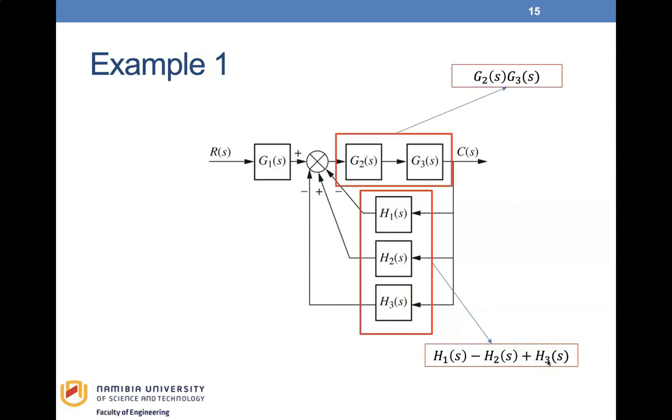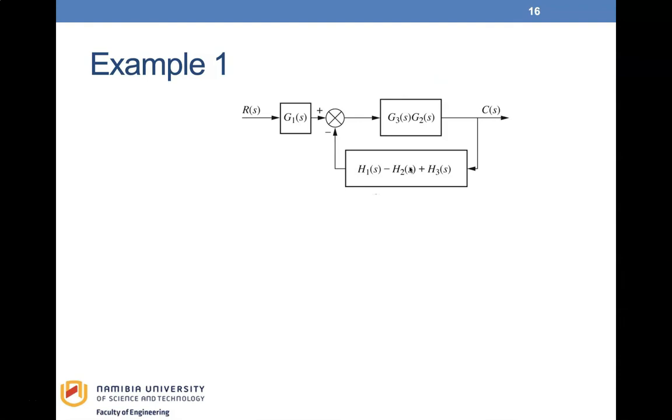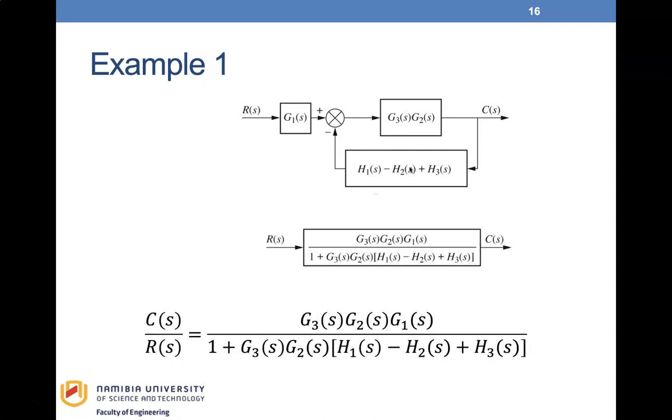Also recognize that G2(s) and G3(s) are cascaded. Taking these together further simplifies the block diagram to this feedback block form. And finally, the feedback system is reduced and multiplied by G1(s) to give the equivalent transfer function given by this last figure and its equation.